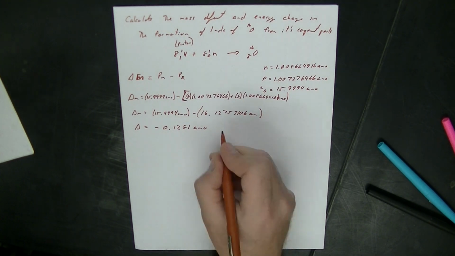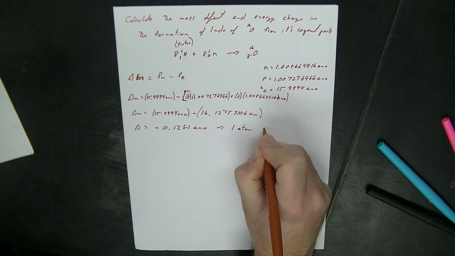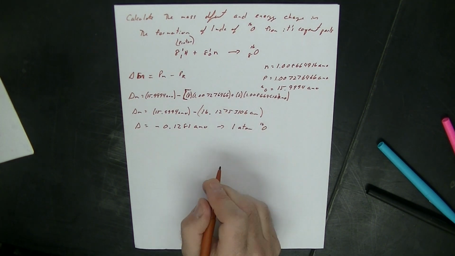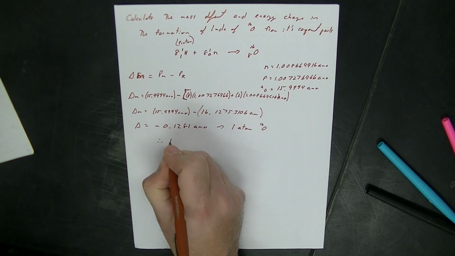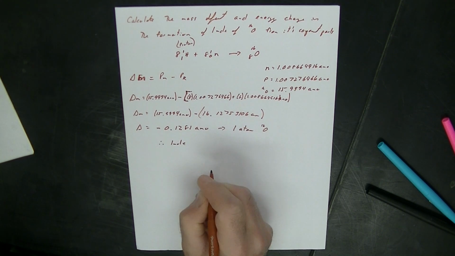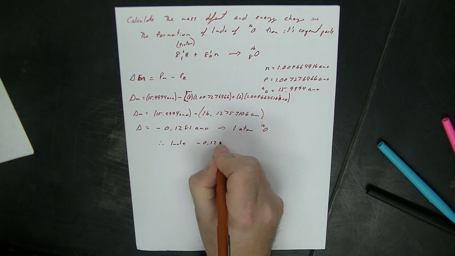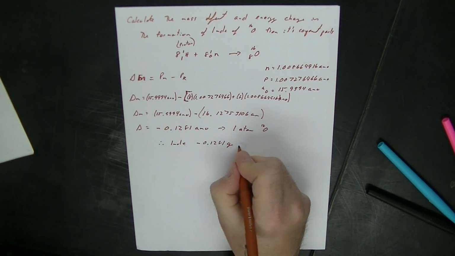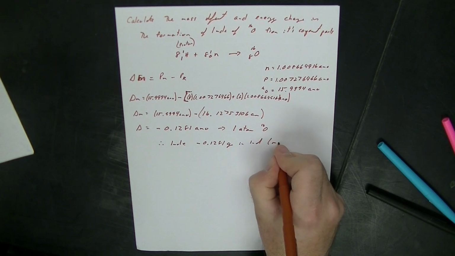Now this is creating 1 atom of oxygen 16. I want to know for 1 mole. So for 1 mole, it would give off a negative 0.1281 grams. So this is our mass defect.